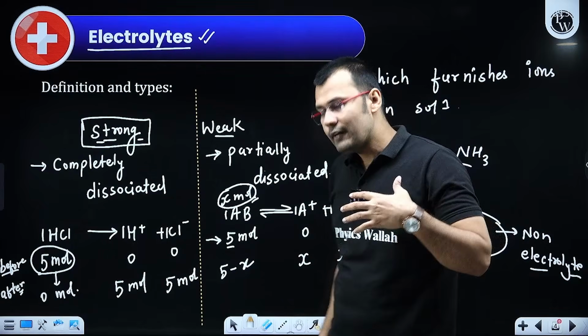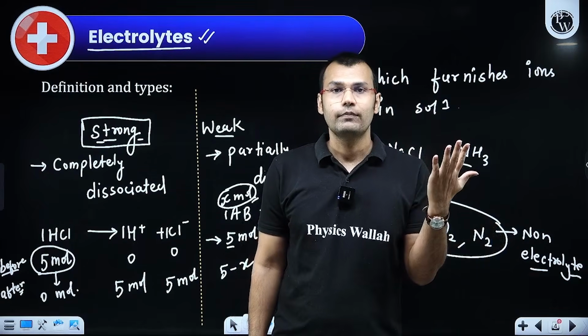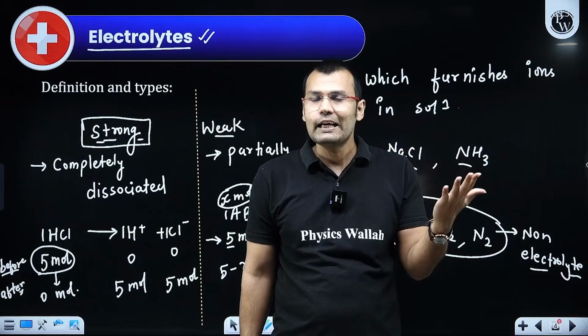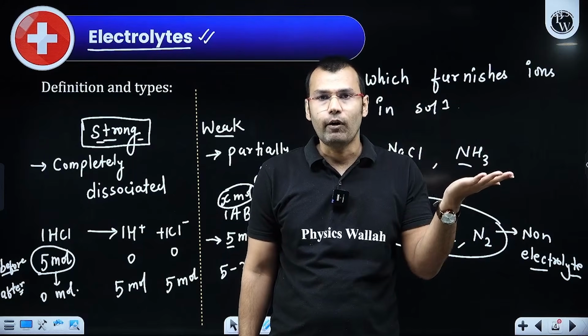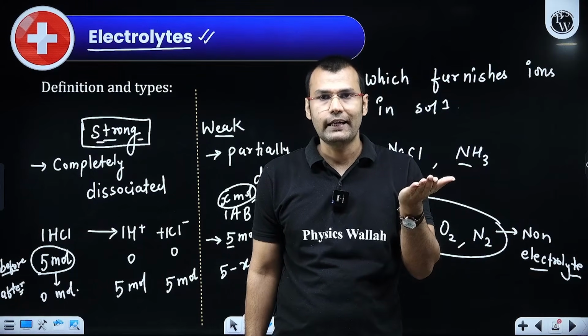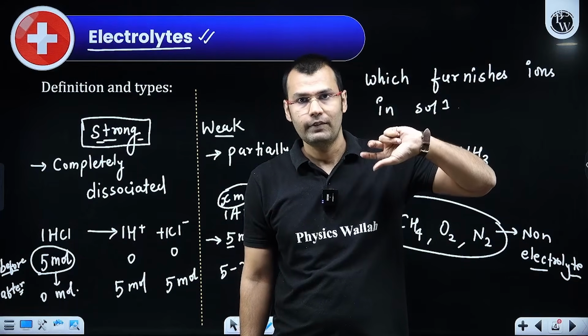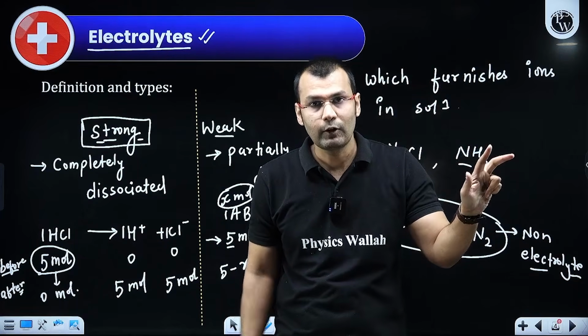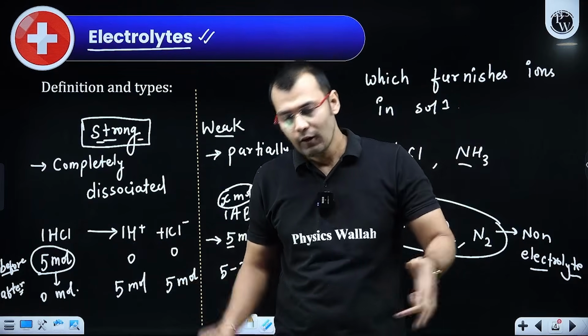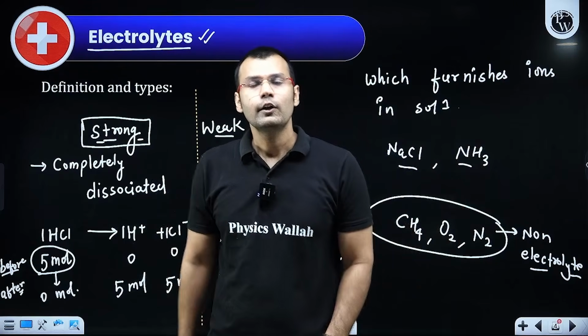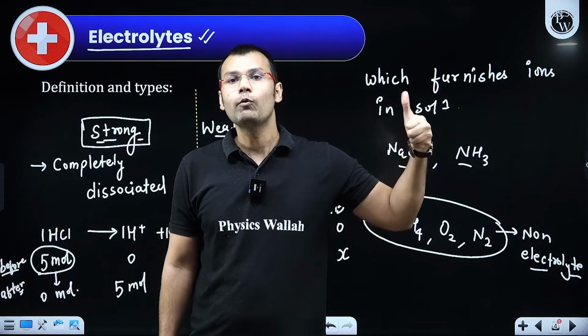Like if I create a solution of HCl in water, right? So HCl will be present only in ionic form, meaning H plus and Cl minus, right? In the solution of HCl, you won't have HCl molecules in it. HCl molecules will not be present because HCl is a strong electrolyte. So in case of a strong electrolyte solution, you have only ions, you have no molecules.